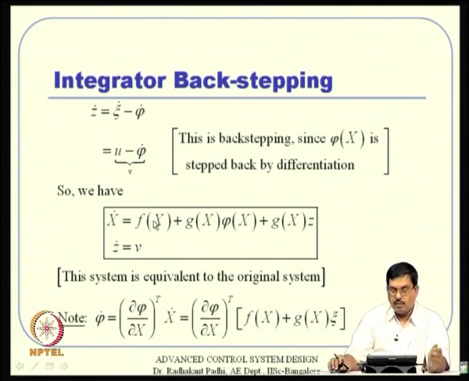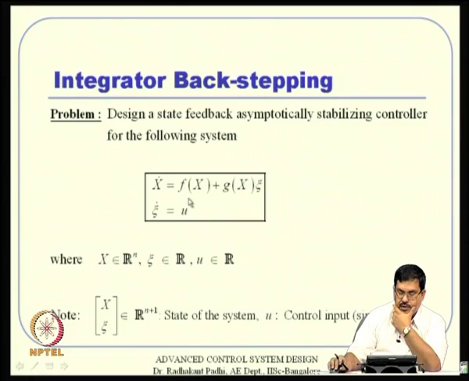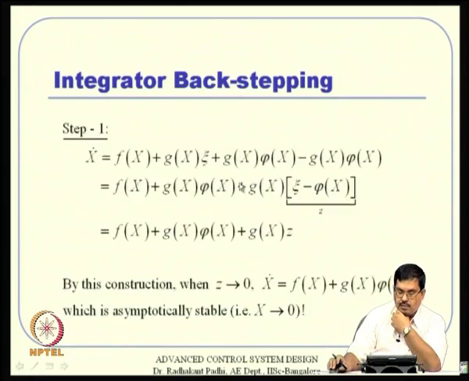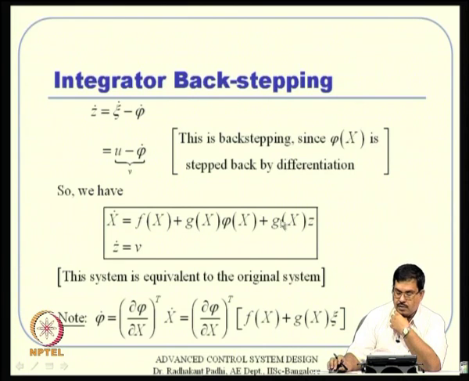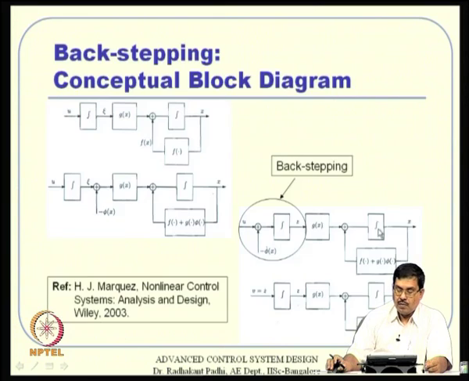If you see this system dynamics, it now appears in a similar form to what we started with. It is something plus g of x times z, and then z dot is v. So this system is equivalent to the original system. The only problem is that phi is used in the form of phi dot. But phi dot is computable: it is del phi by del x times x dot, and x dot is available anyway. That is the way you compute phi dot.